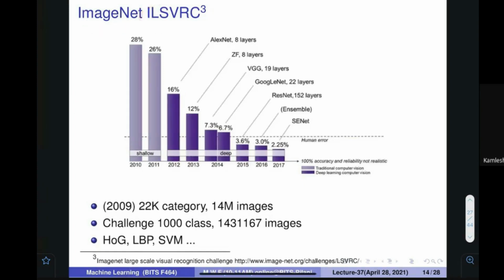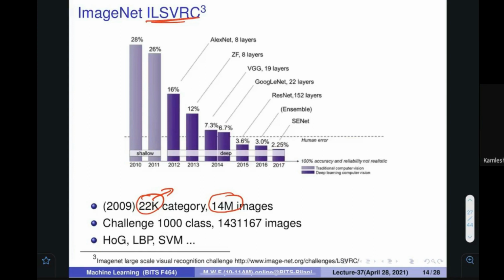ILSVRC, that is the Imagenet Large Scale Visual Recognition Challenge. Imagenet was a database collected in 2009 with 22K categories, which means 22,000 categories. For example, banana, bus, car, truck, bird, scooters, leopard. These things are categories, and there were 14 million images.